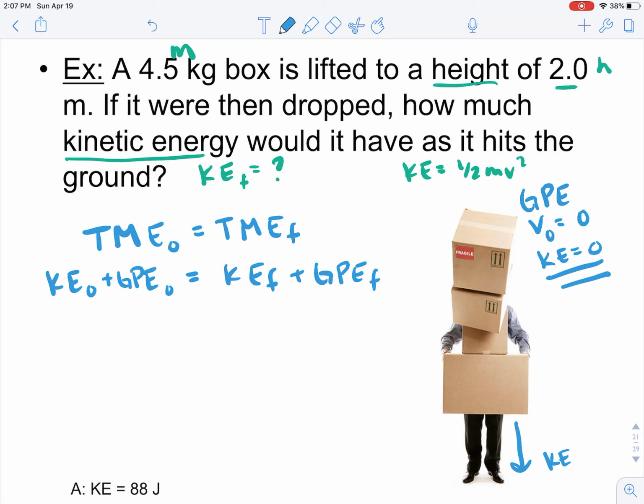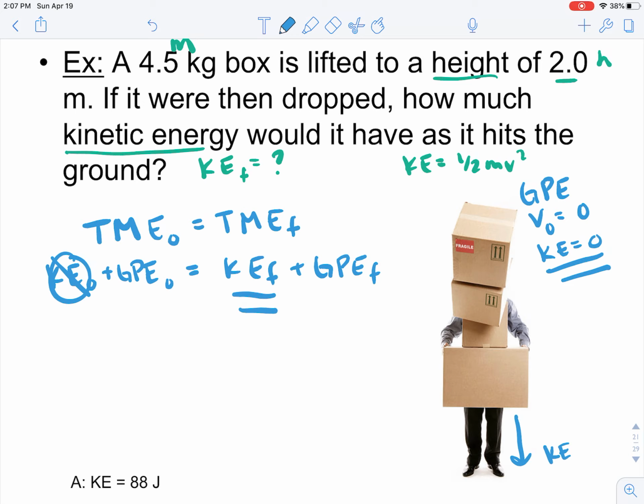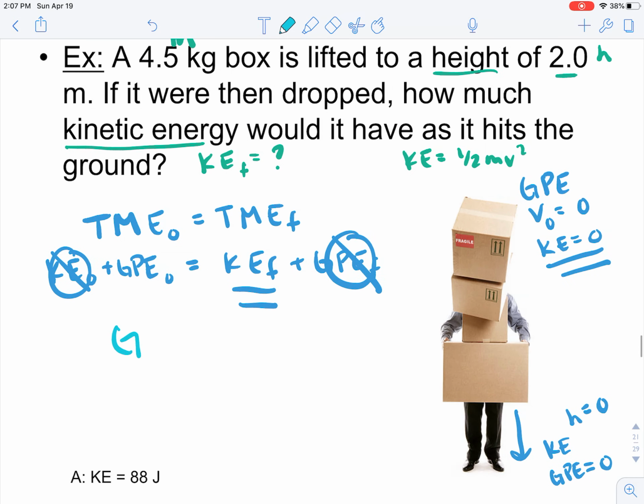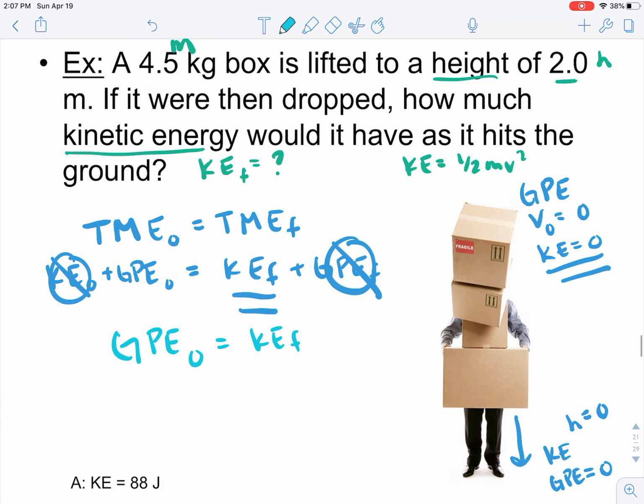I know at first it's not moving. So I know my kinetic energy is 0, so I can immediately shorten that equation. I know it has kinetic energy at the end, and that's what I'm looking for, so I'm going to leave that alone, but its height as it hits the ground is 0. So that means the gravitational potential energy as it hits the ground is also 0. So I can shorten this equation. Basically, the gravitational potential energy I start with has to equal the kinetic I end up with, which you kind of already knew from the previous conceptual video.